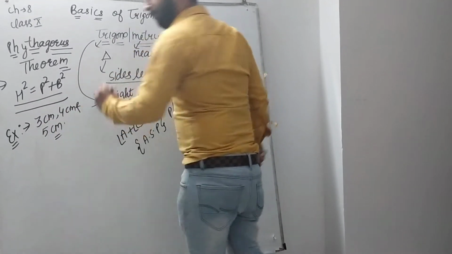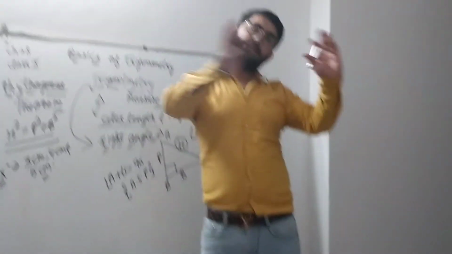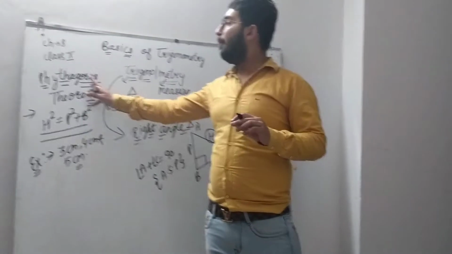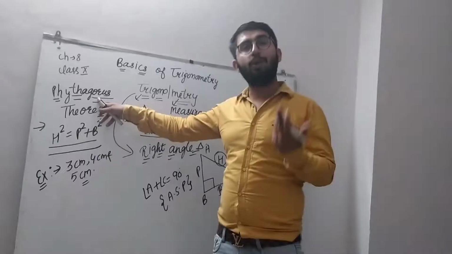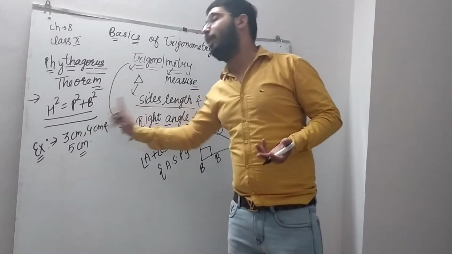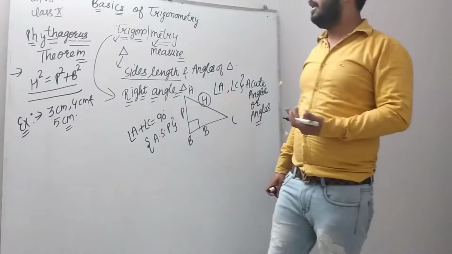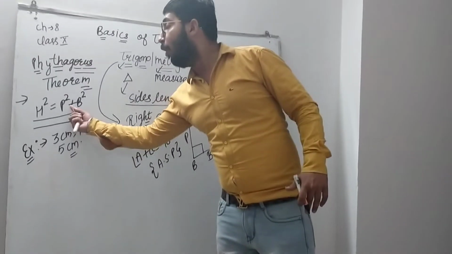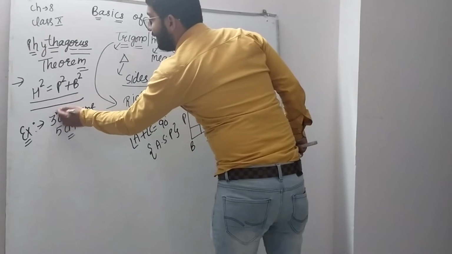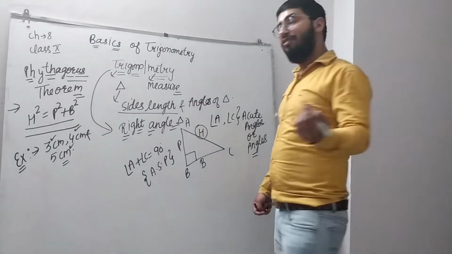Let us see whether these are the sides of a right angle triangle or some other triangle. How will we verify this? Using what theorem? Pythagoras theorem. What does the Pythagoras theorem say? It says that h square equals p square plus b square. The square of the longest side in any right angle triangle is equal to the sum of the squares of the remaining two sides. Now, the longest side among these three sides, 3, 4 and 5 cm, is 5 cm.